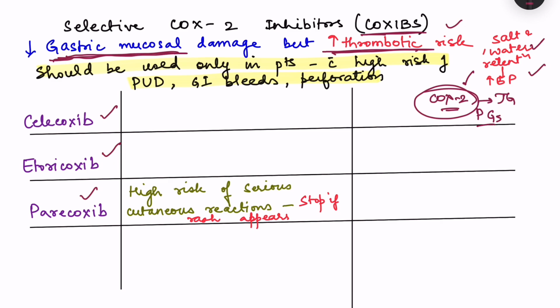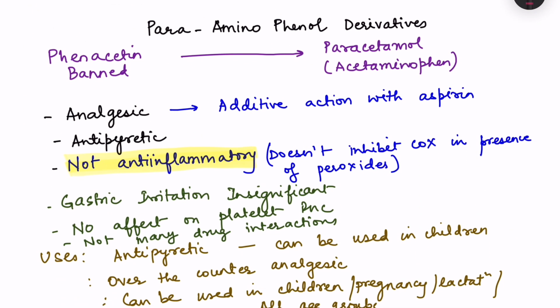Okay. So parecoxib has high risk of serious cutaneous reactions as well, and if it is used, then it has to be stopped if rash appears. By the way, when do we use these selective COX-2 inhibitors? Remember that since there is high thrombotic risk, the use of these drugs is only restricted to patients who have high risk of peptic ulcer disease, GI bleeds and perforation. So for them only these drugs can be used. Obviously, we use them for the anti-inflammatory action for diseases like rheumatoid arthritis, ankylosing spondylitis, etc.